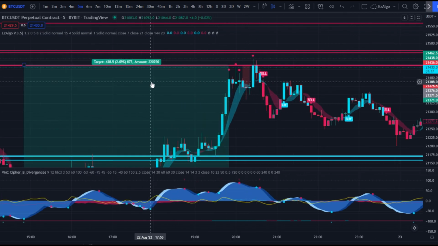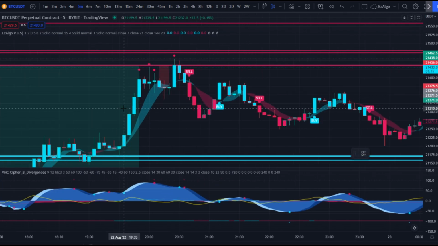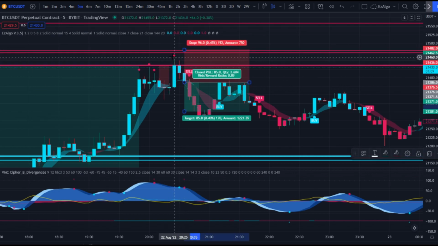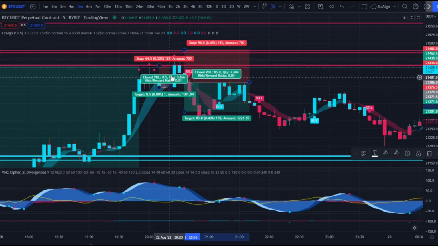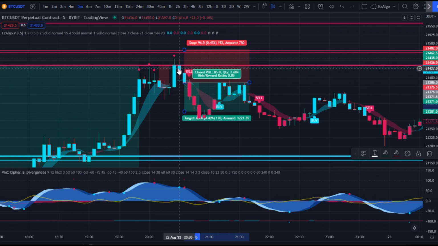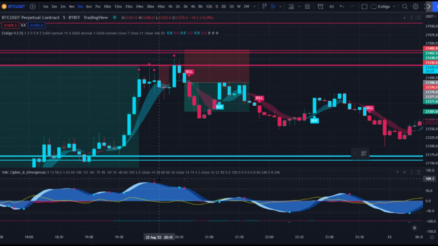So no biggie because we're going to re-enter again right here on this candle. Why are we entering on this candle? Well, we have another EzAlgo reversal signal right at the very top of this EzAlgo resistance level. And we have a red dot and this bearish divergence, right?